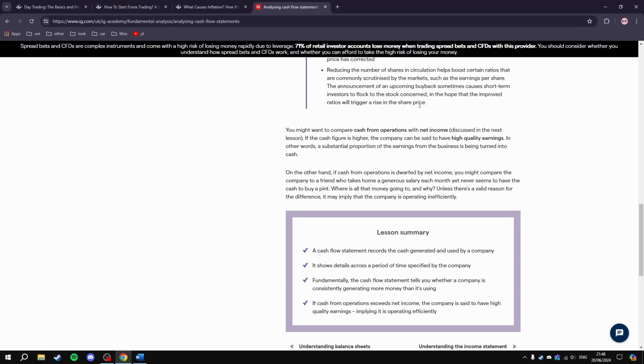However, if the cash from operations is dwarfed by net income, they compare the company to a friend who takes home a generous salary each month, but never seems to have the money to buy a pint. So where's all that money going to and why? Unless there's a valid reason for that difference, it may imply that the company is operating inefficiently.